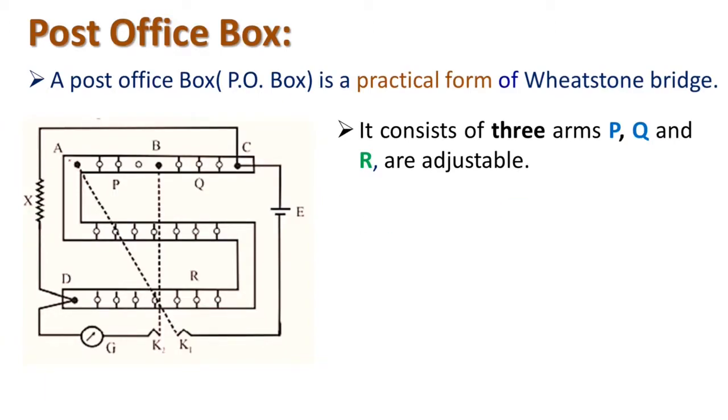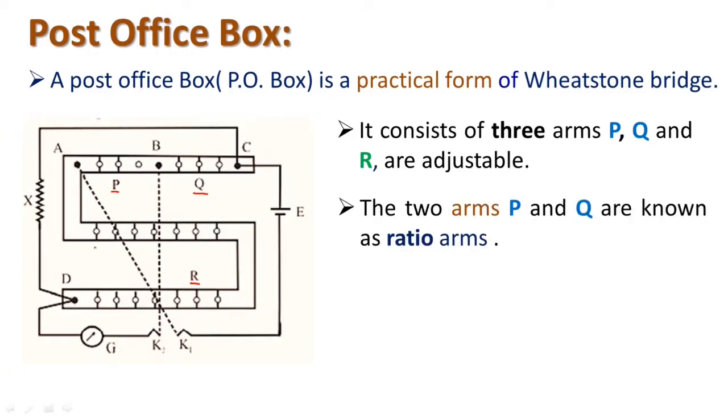In between terminal A, B, arm P. In between terminal B and C, arm Q. And from terminal A to D, the arm R is there. By adjusting the values of resistances from arm P and Q, we can adjust specific ratio. So, P and Q, these arms are known as ratio arms. And we can plug out known resistance to balance the bridge.